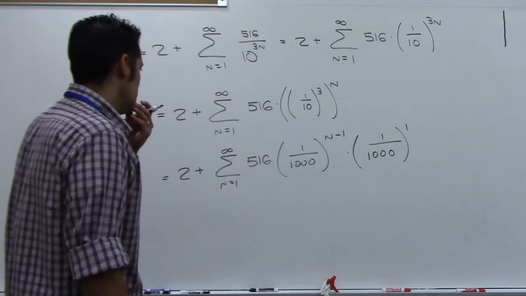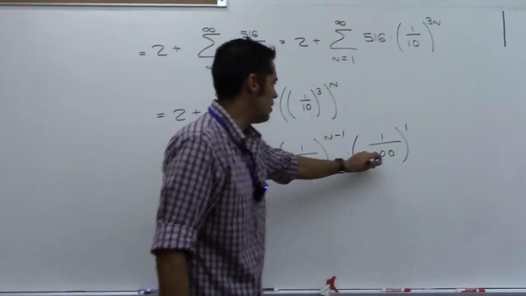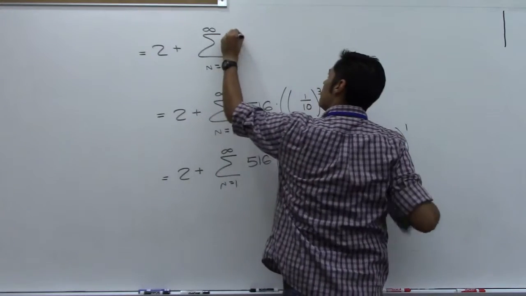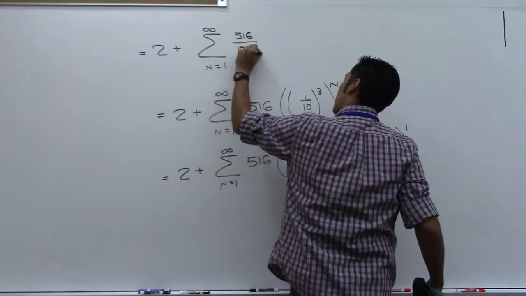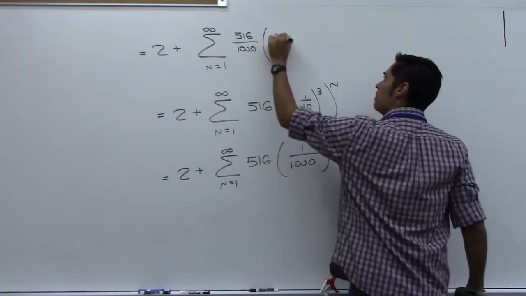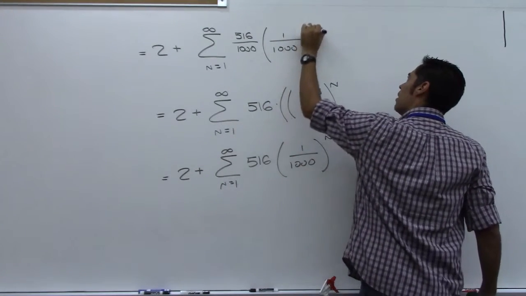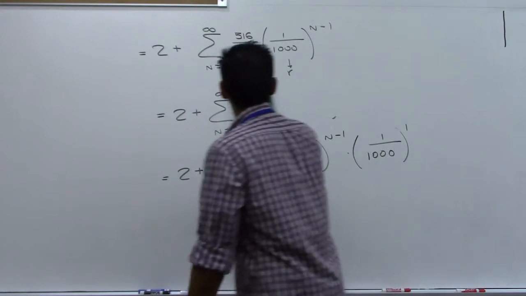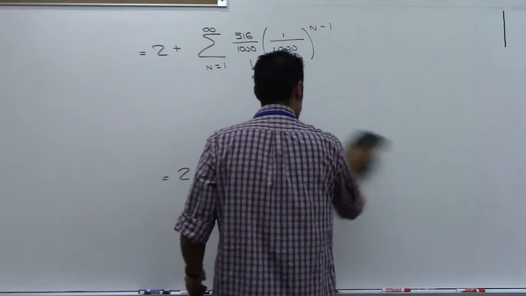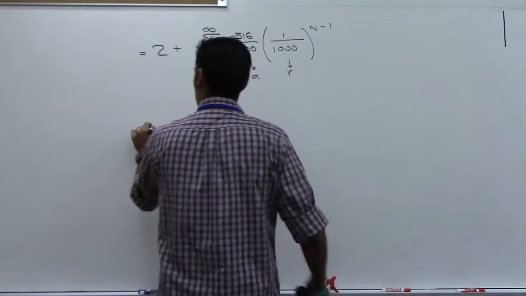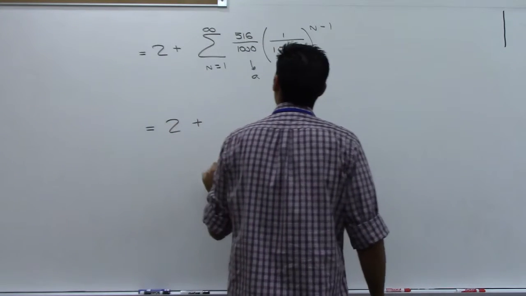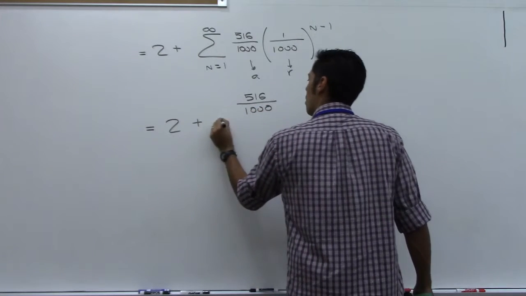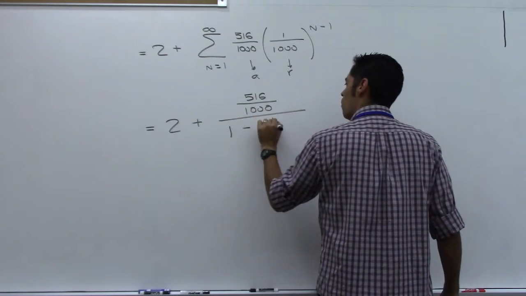I have, let's see, 516 over 1,000 is my A. I'll put it right here. 516 over 1,000 is my A. I have 1 over 1,000 to the n minus 1. So this is my R, this is my A. And so I should be able to use the formula for a convergent geometric series. So we've got here, notice the 2 has just been coming along for the ride here. A is 516 over 1,000 over 1 minus 1 over 1,000.